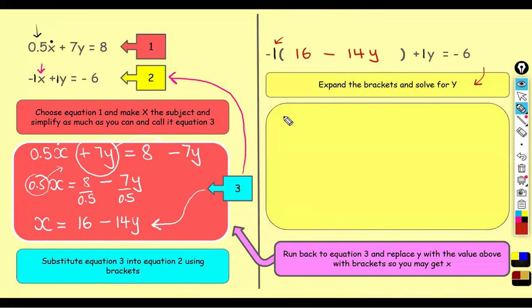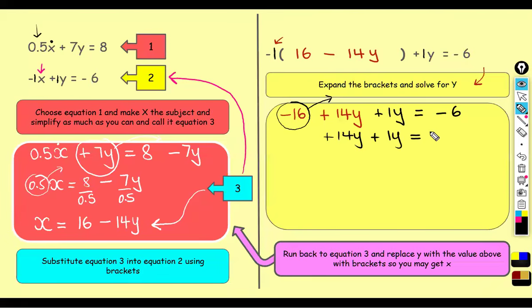-1 multiplied by 16 is -16. And -1 multiplied by -14 is +14. And don't forget to put back the positive 1y is equal to -6. Keep all the y's on one side and everyone else on the other side. -16. Make sure you throw it across and you'll get what? +16. When you throw across -16, you get +16.